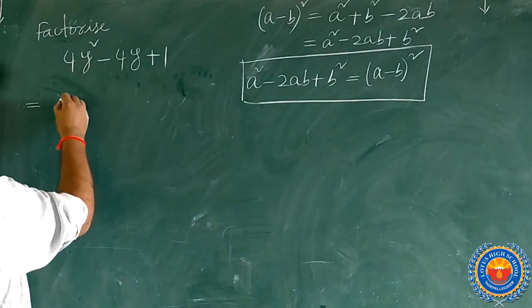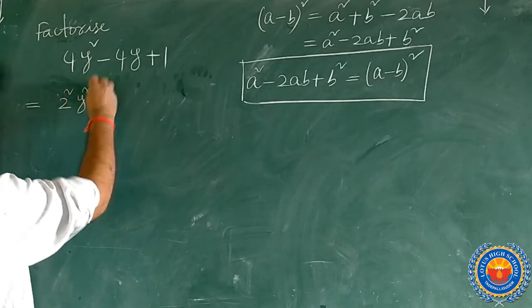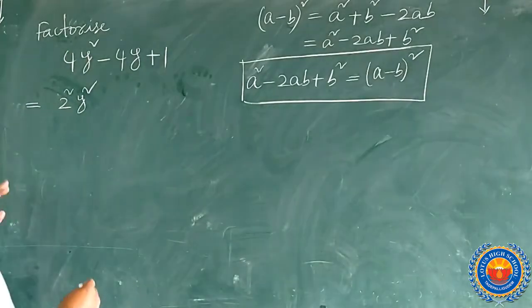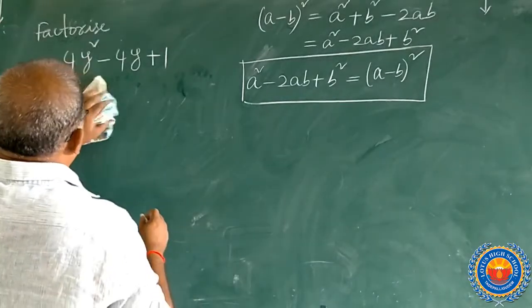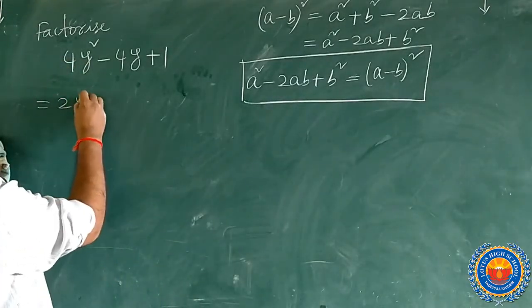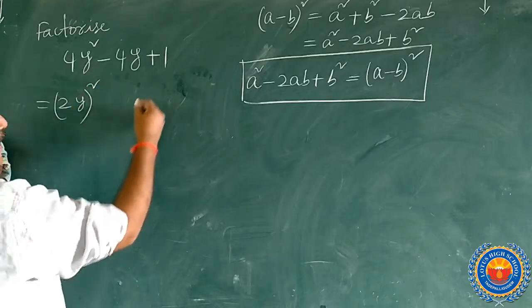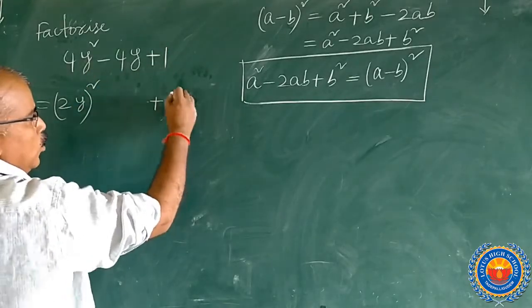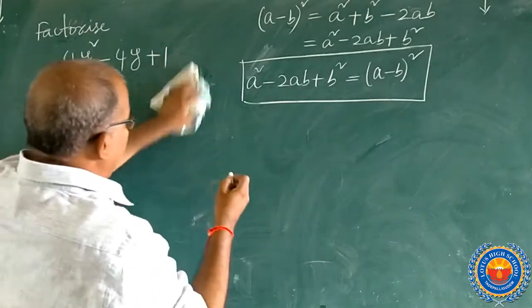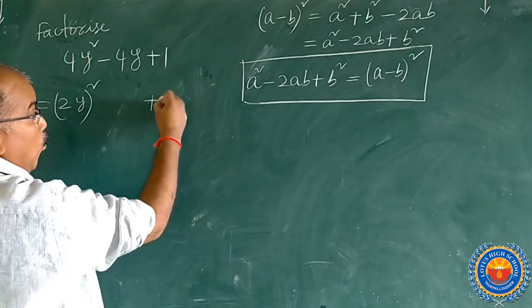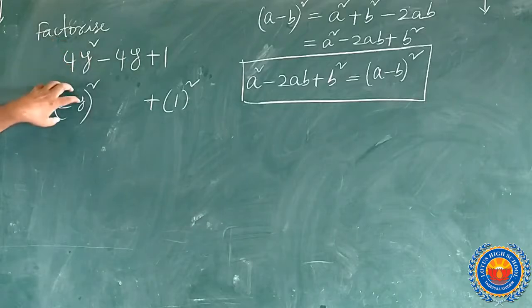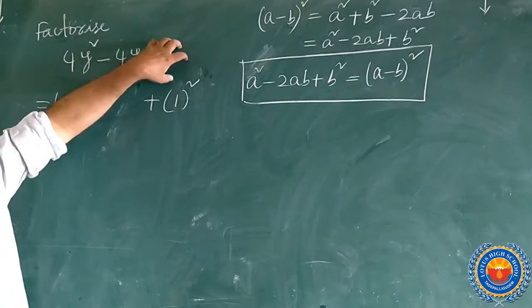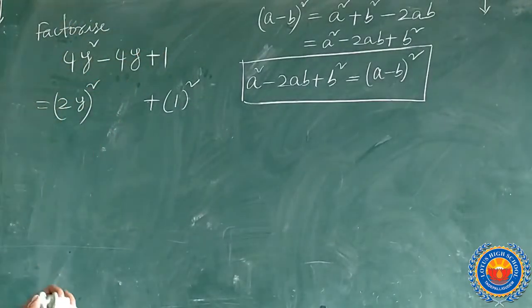Yes, this is nothing but 2 square y square. This 2 square y square I can write as 2y whole square. This one I can write as 1 square. So the first term is a perfect square, and this one is also a perfect square. Maybe I can apply this formula.